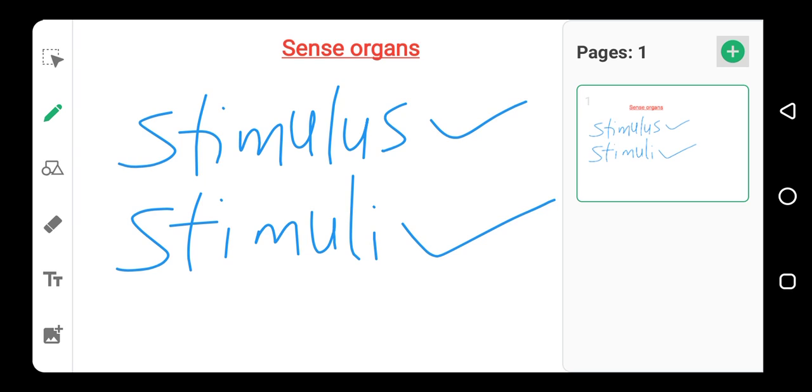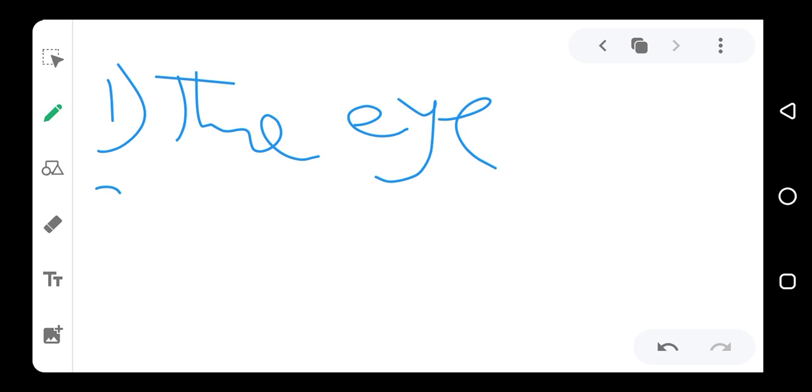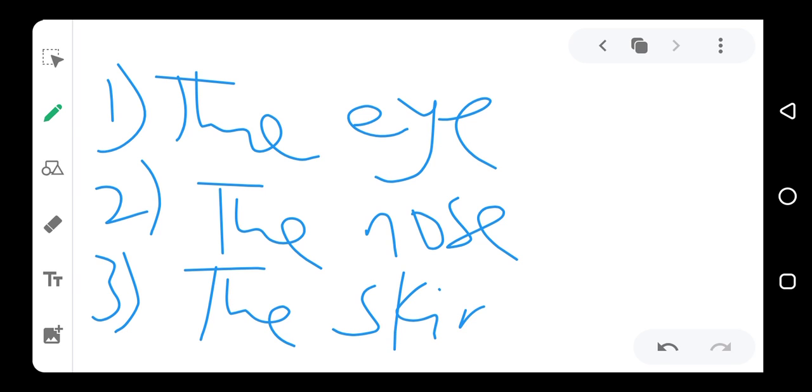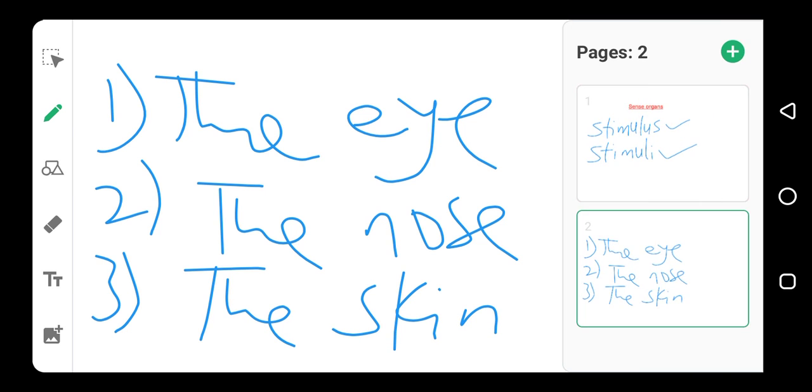Number 1 is the eye. Number 2 is the nose. Number 3 is the skin. Number 4 is the ear. And number 5 is the tongue.